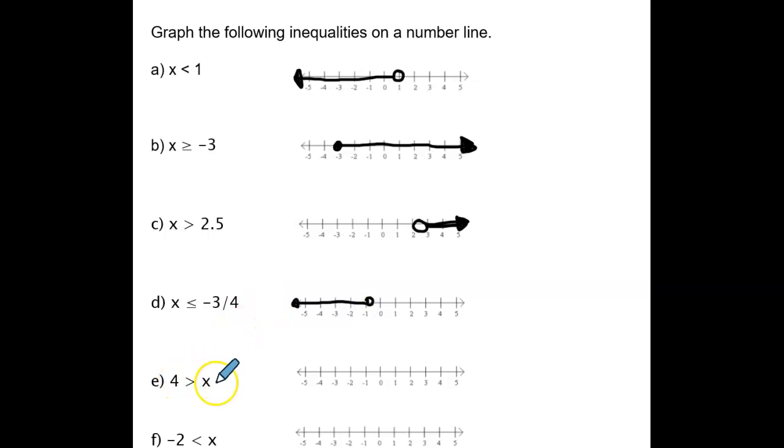Next one, I put the X on the other side. So all the numbers such that 4 is bigger than that number. So, that's kind of tricky, right? Well, this is how I think of it. I like to read the variable first. So I want all numbers less than 4. We're reading it backwards, right? So if 4 is bigger than a number, then we want all the numbers less than 4. So here, open circle, because we're not including the 4, and then everything less.